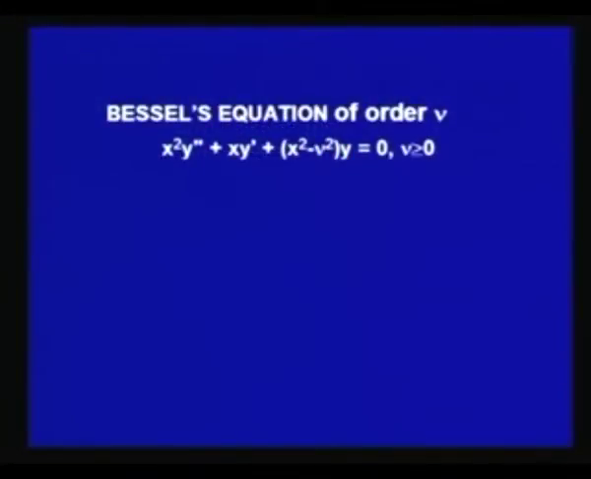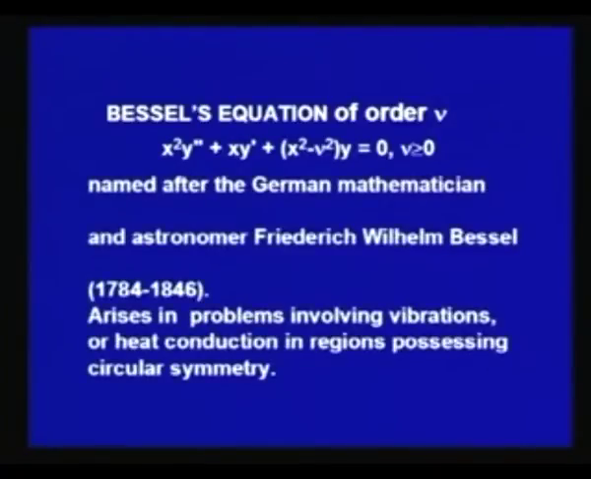Let us first define the Bessel's equation. A Bessel's equation of order nu is given by x square y double dash plus x y dash plus x square minus nu square into y equal to 0, where nu is greater than or equal to 0. This equation is so called after the German mathematician and astronomer Friedrich Wilhelm Bessel, from 1784 to 1846. Now, this differential equation arises in problems which involve vibrations or heat conduction in regions that possess circular symmetry.